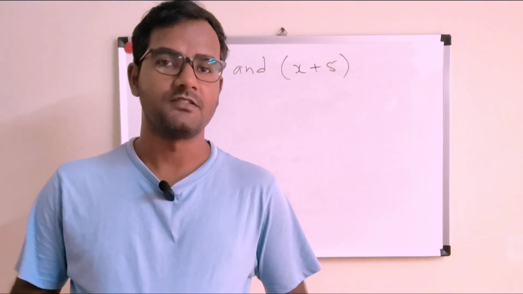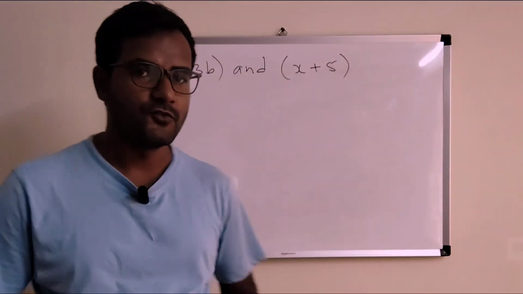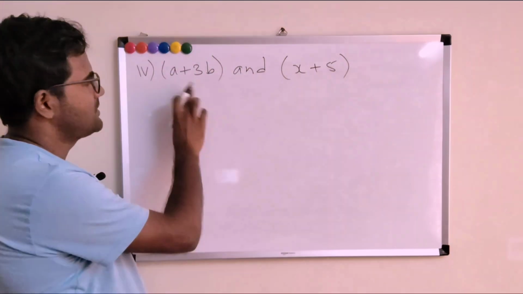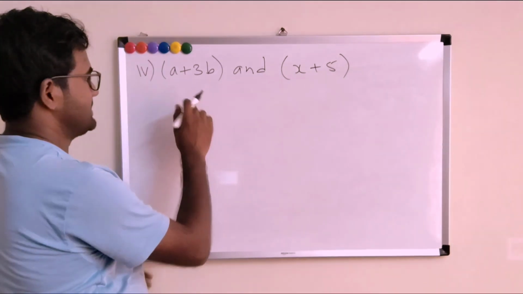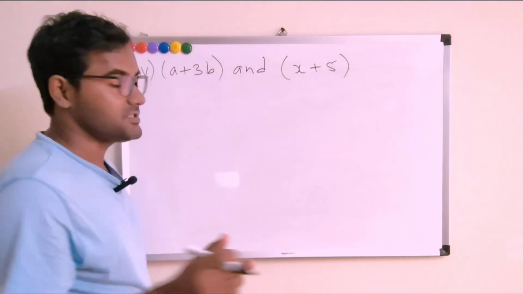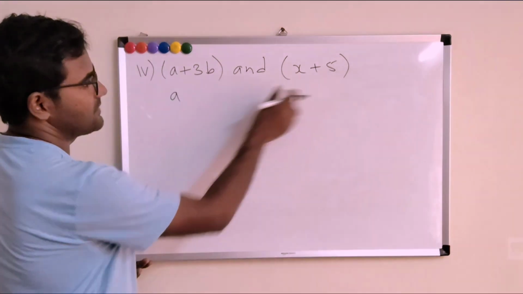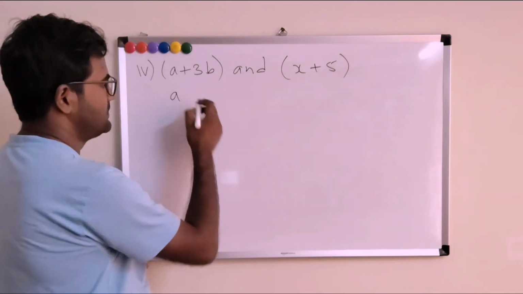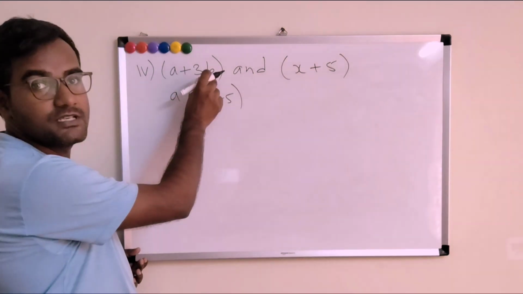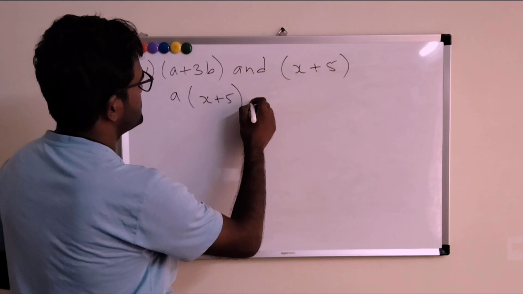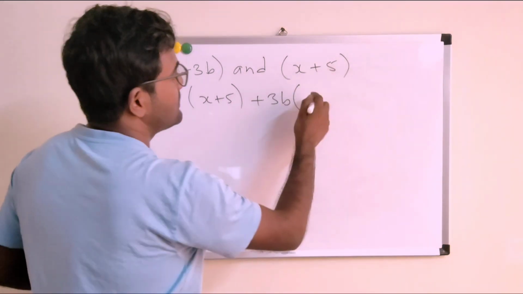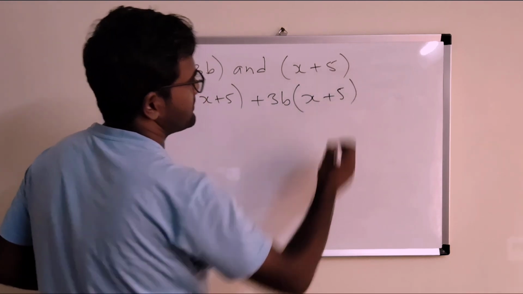Now, so let's start with question number 4, right? How to solve it? Let's see. So here we have a plus 3b, a plus 3b. So as you know, first of all, we are going to write a, right? So let's write here a. Then this whole thing we will bring it down here. So it will be x plus 5. Then this 3b, we will take it this side. So plus 3b. Then we will write this whole thing once again. That is x plus 5.